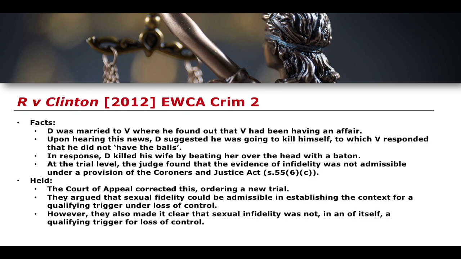This is quite interesting, because what this does is, first of all, it tells us that sexual infidelity is not a qualifying trigger. So if your significant other has an affair or cheats on you, you can't then kill them and then make an argument for loss of control. You have to do a little bit more than that. In addition to this, it does still say that you can use this evidence to try and establish the context for a qualifying trigger that could be valid, essentially.